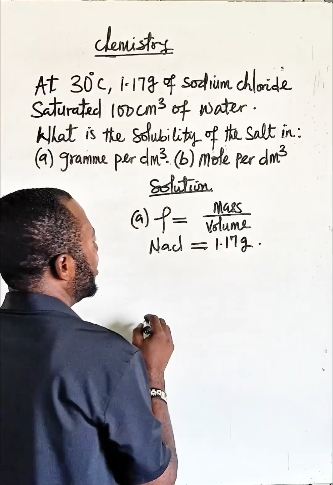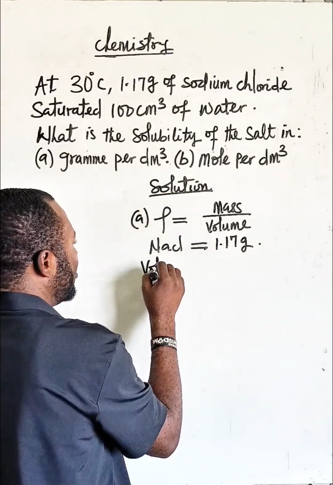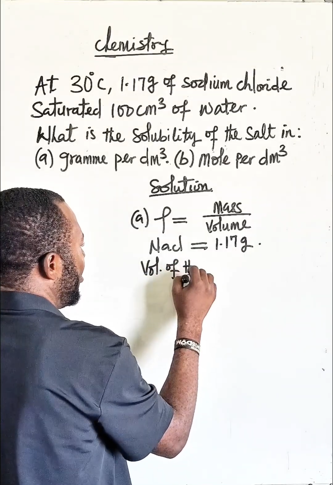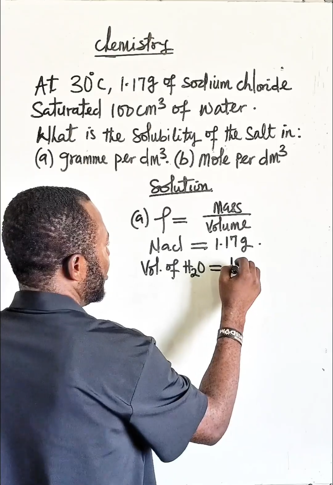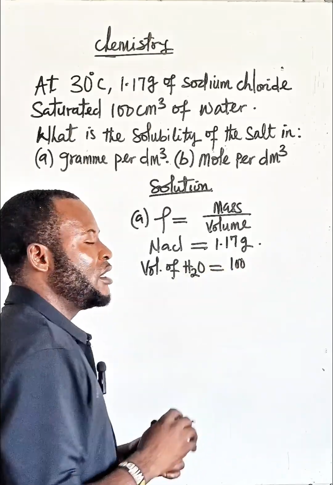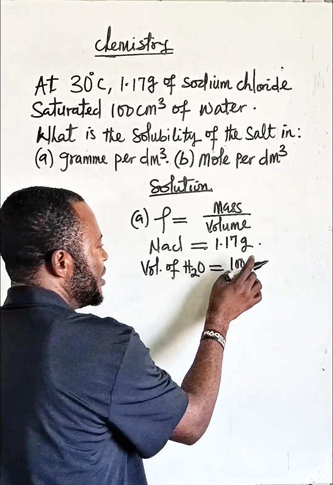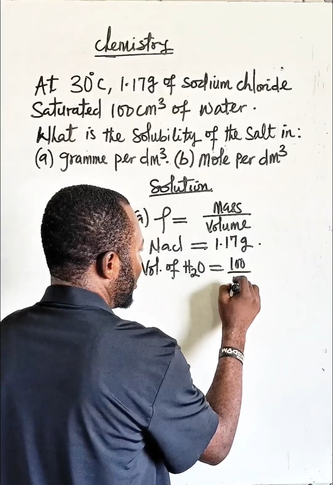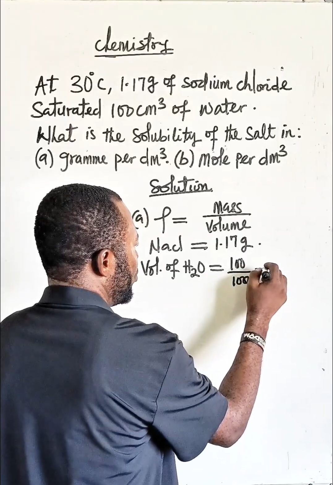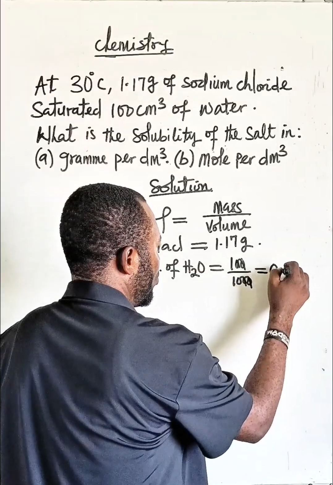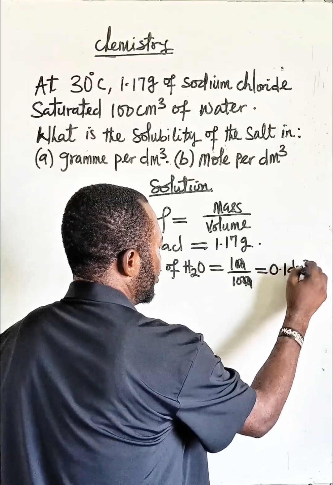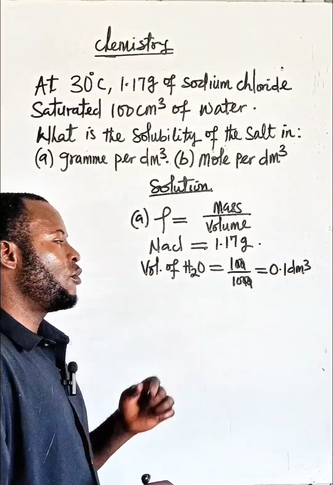1.17 gram. Now the volume of water is equal to 100 cm³. Convert it to dm³ by dividing this 100 cm³ by 1000. So when you do that, you have this and this cancel, this and this cancel. So you have 0.1 dm³. So that is the volume of water.